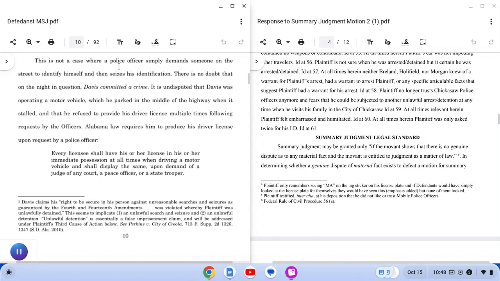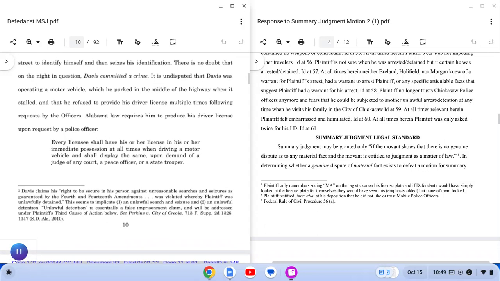This is not a case where a police officer simply demands someone on the side of the street to identify himself and then seizes his identification. There is no doubt that on the night in question, Davis committed a crime. It is undisputed that Davis was operating a motor vehicle. Are y'all paying attention to these commercial terms that they're using? Anyway, which he parked in the middle of the highway when it stalled. And that he refused to provide his driver's license multiple times following requests by the officers. Alabama law requires him to produce his driver's license upon request by a police officer.